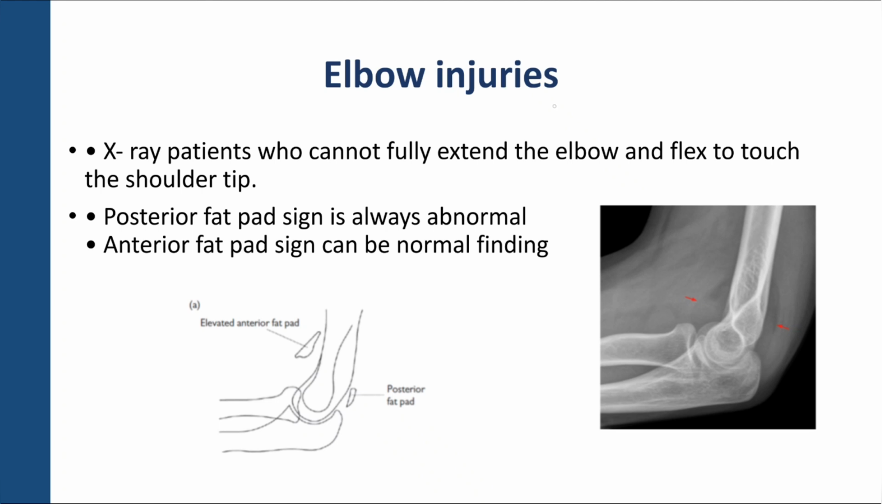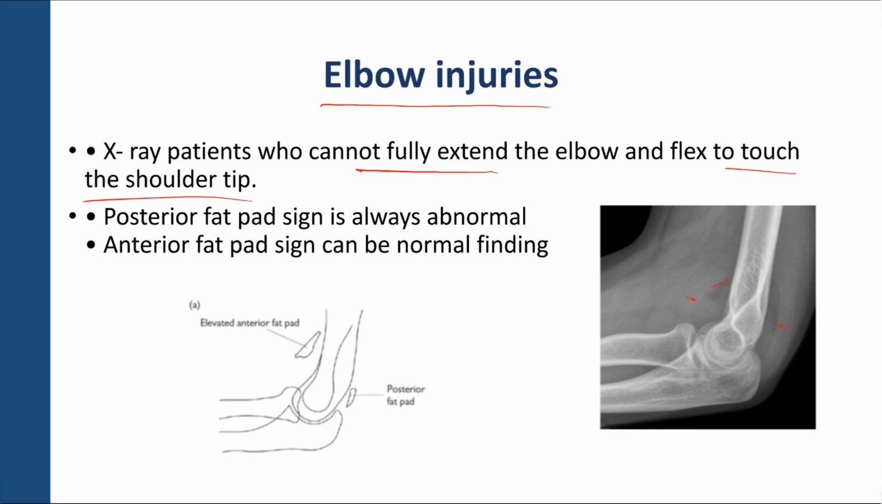Coming to the elbow injuries, you have to do an x-ray of patients who cannot fully extend the elbow and cannot flex their elbow to touch their shoulder tip. So do the x-ray for those patients. Many times you see a normal x-ray. To see the abnormality, let's look for the anterior and posterior fat pad.